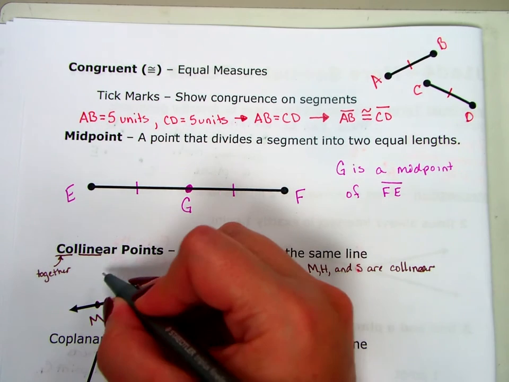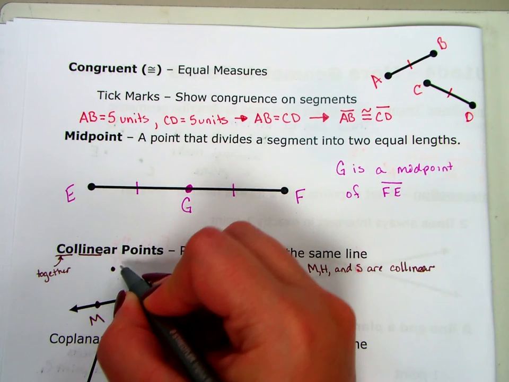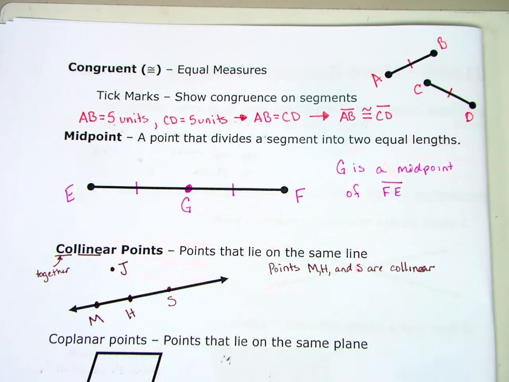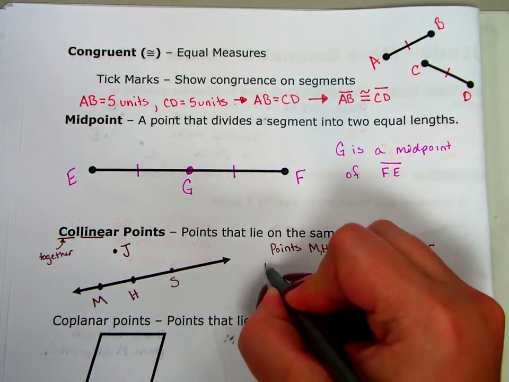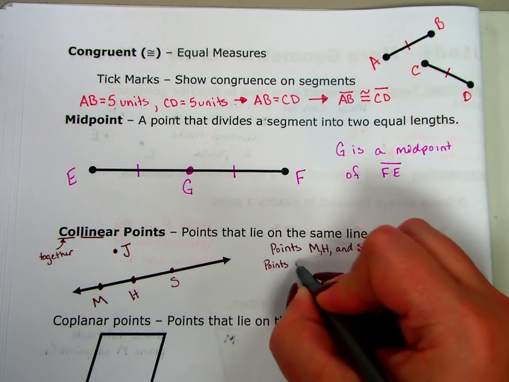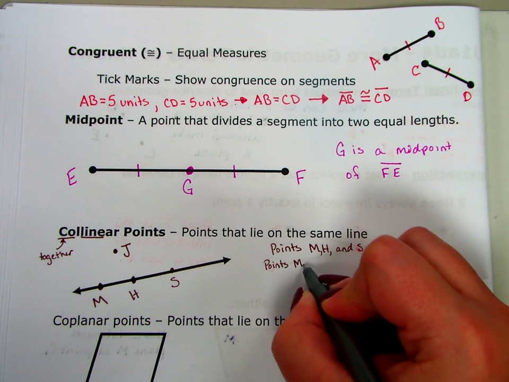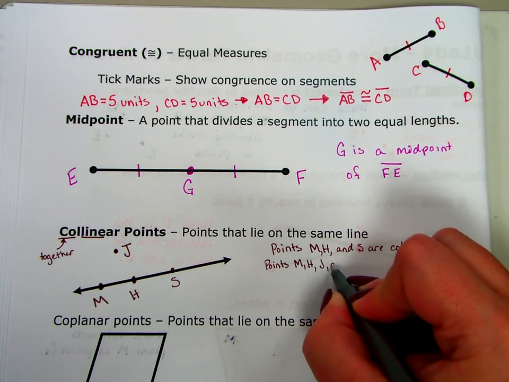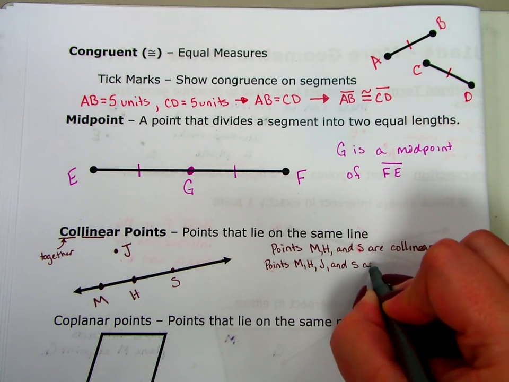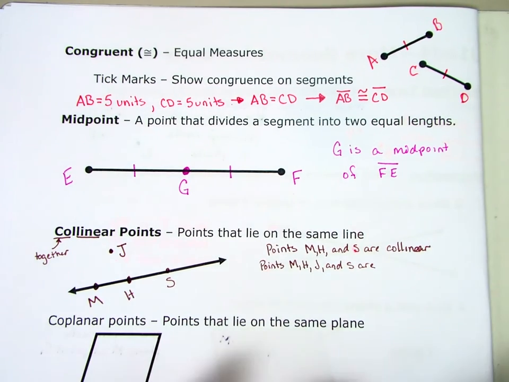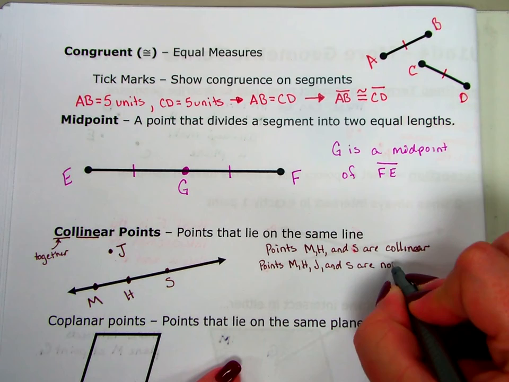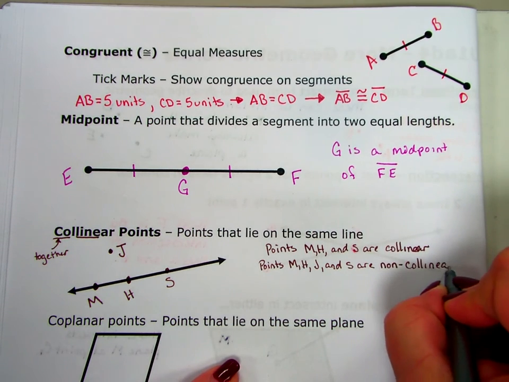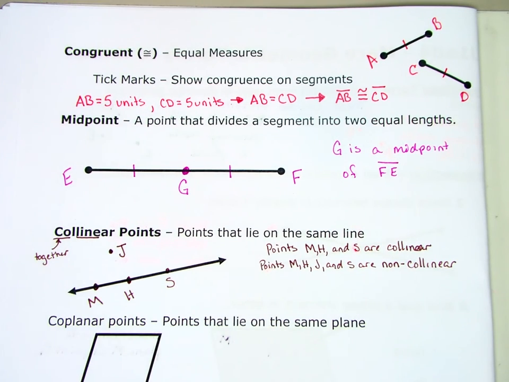What if I add another point here and call it J? What about J, M, H, and S? Are they collinear? No. Points J, M, H, and S are not collinear, or you'll see it a lot written as non-collinear.